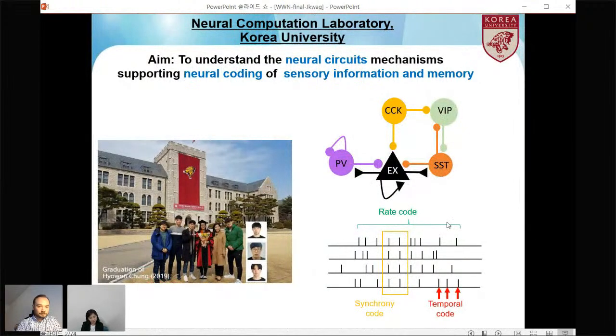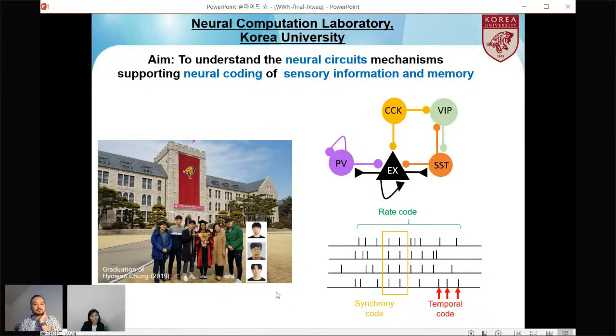So as Everton kindly introduced, I am currently in Korea and I studied in University of Oxford beforehand coming here. And there I was a pure in vitro brain slice electrophysiologist. And after coming to Korea, my lab has turned into studying the computational network mechanisms of information processing, especially the neural circuit mechanisms underlying neurocoding, how the spike trains are encoding and decoding information for sensory information processing and memory processing.